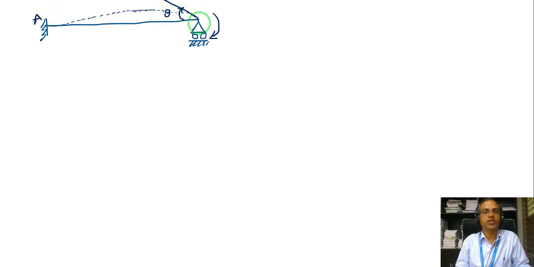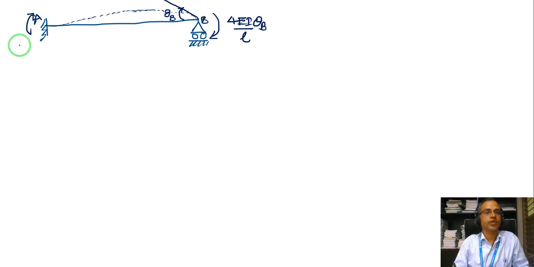Let us say this support is A, this support is B, this is theta B. Since support A is fixed, there is no slope at A. So the moment produced at B due to rotation theta B at support B is 4 EI theta B by L, if the span is L. And because the far end is fixed, the moment produced at A is half of the moment generated at B. This is 2 EI theta B by L.